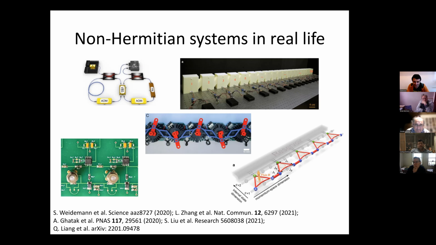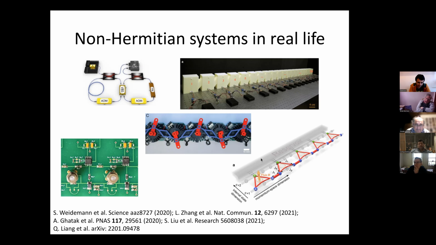They pump energy into this chain of coupled pendulums. Here on the bottom, you have an electric circuit made of resistors and capacitors, and the resistors dissipate energy. So this produces non-Hermiticity. And here on the right, you have a recent work on an optical lattice, an ultra-cold atom system, where they have an effective chain of atoms.